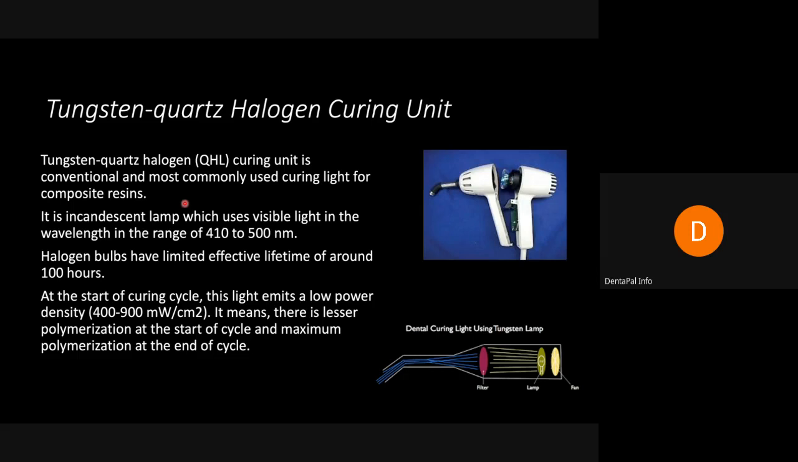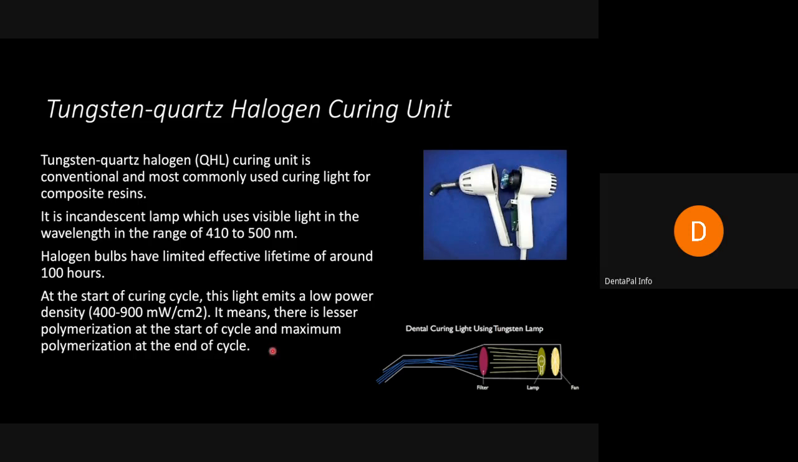I don't know if you remember when you were a child, even at home lamps were halogen, and once every few months your father was replacing these lamps. It is not like the situation nowadays. Nowadays we mostly use LED lights at home. So these halogen lamps were used for a short lifetime, which is about 100 hours. But 100 hours for light curing composites means up to 3 to 4 years.